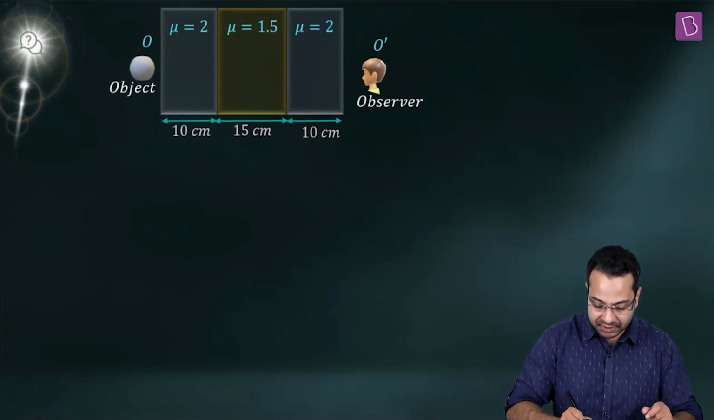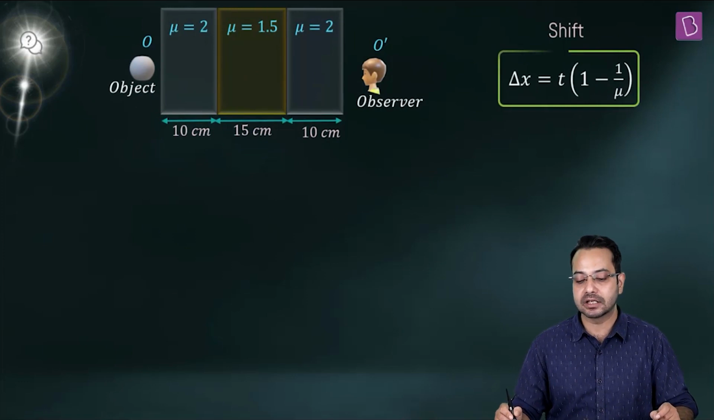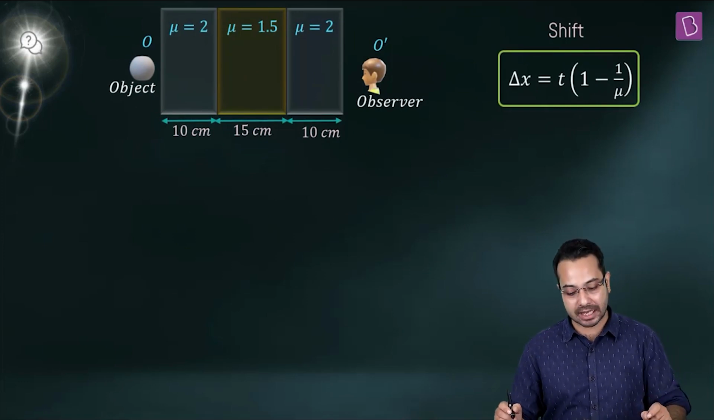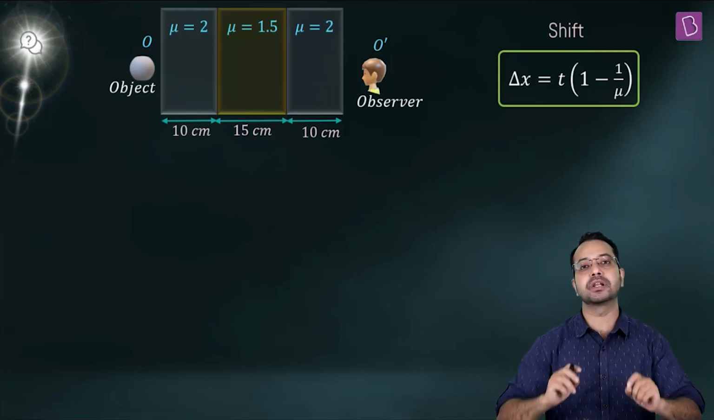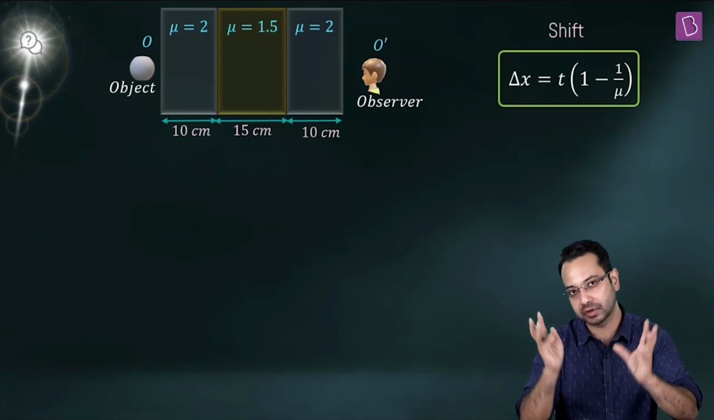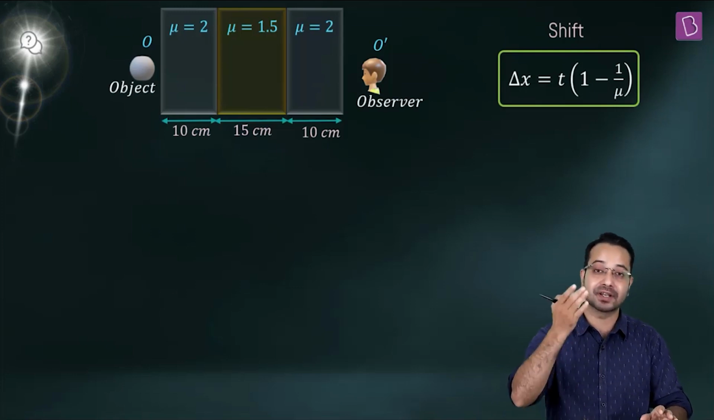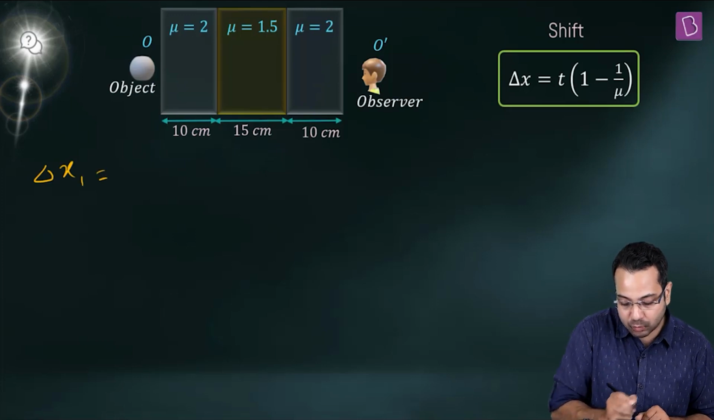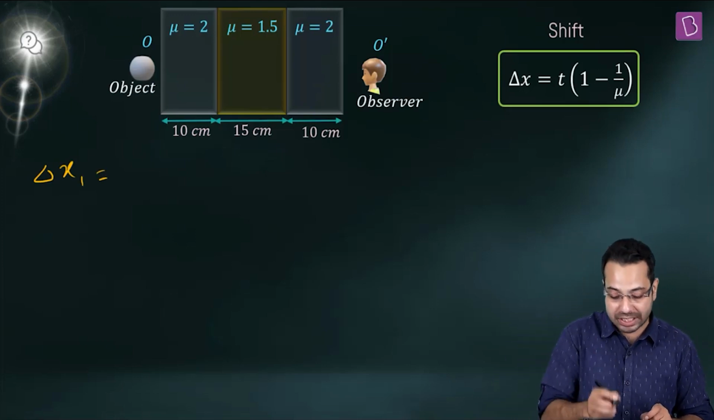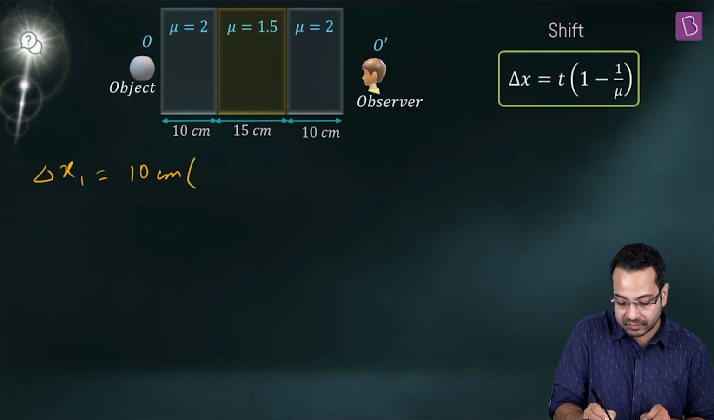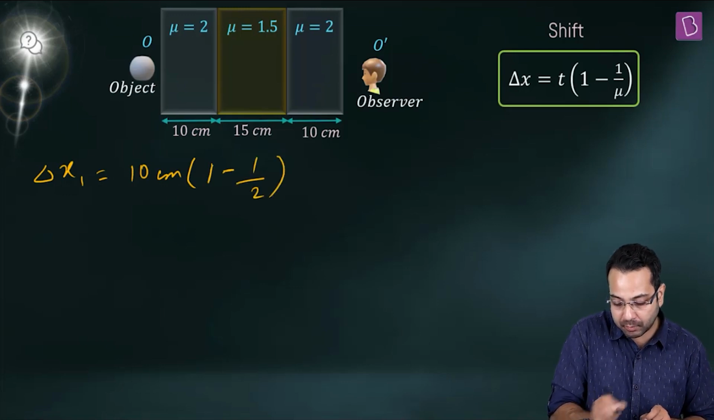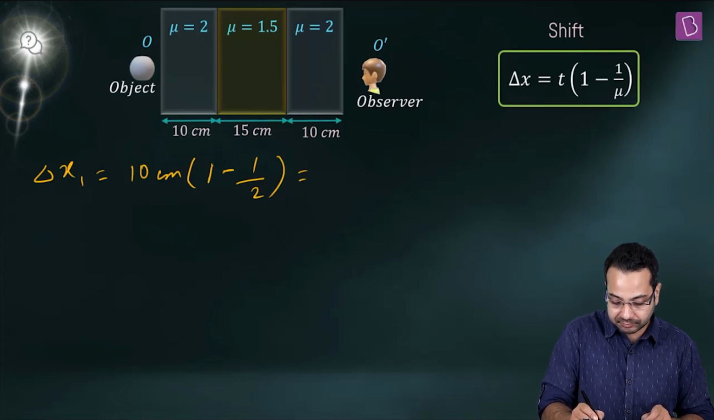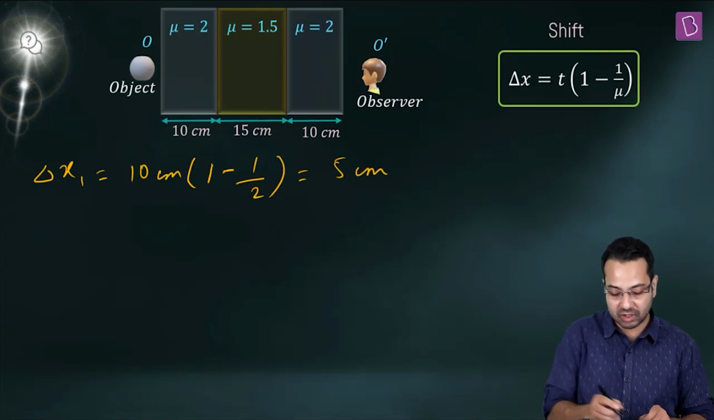So what is the shift? The shift is given as t into (1 minus 1 by mu). Obviously mu is the refractive index of the slab, and this result is only valid when the object and the observer both are in air, which is the case here, so we can use this directly. So can I say delta x1 is going to be equal to t1, which is 10 centimeter, multiplied by (1 minus 1 upon 2)? Is that correct? So this is going to come out to be 5 centimeter.